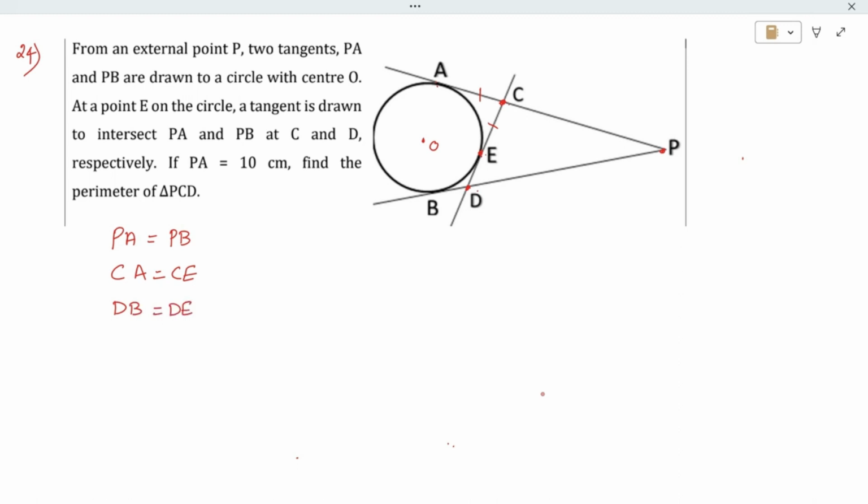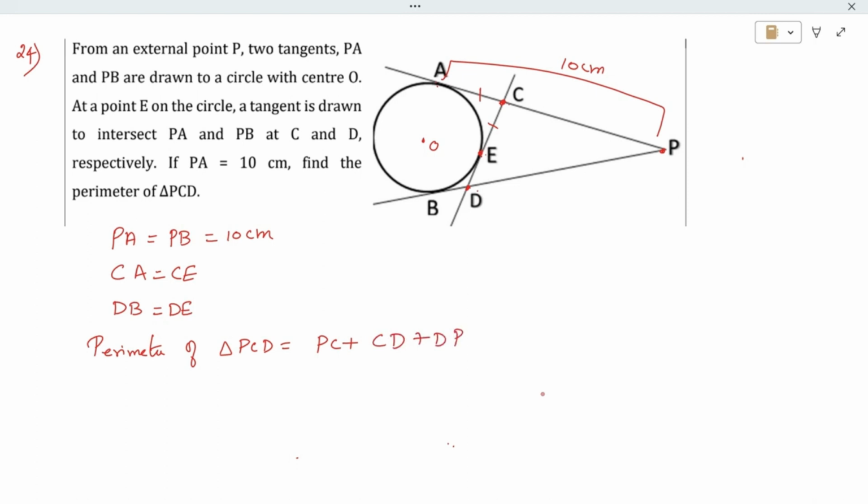So now come to the next part of the question. If the length of the tangent PA is 10 centimeter, PA is equal to PB, so that is also equal to 10 centimeter, isn't it? So now I need to find the perimeter of triangle PCD. So how will I find it? What is perimeter? The sum of the lengths of all three sides, we call it the perimeter, isn't it? The length of the outer boundary. So I'm going to add all the three sides PC plus CD plus DP.